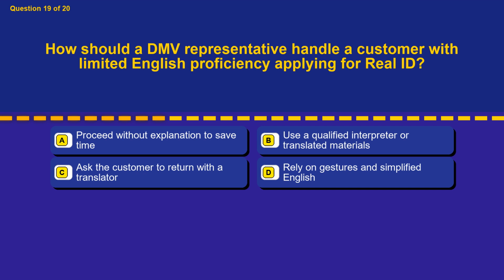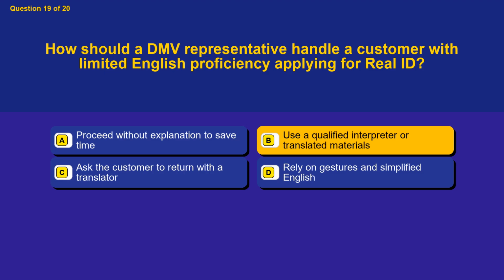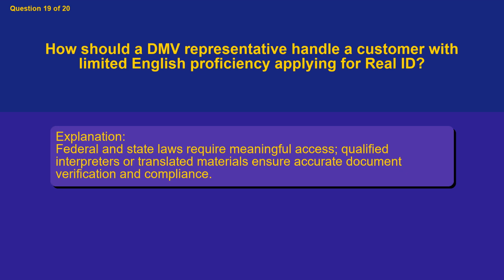Option A, proceed without explanation to save time. Option B, use a qualified interpreter or translated materials. Option C, ask the customer to return with a translator. Option D, rely on gestures and simplified English. The correct answer is option B, use a qualified interpreter or translated materials. Federal and state laws require meaningful access. Qualified interpreters or translated materials ensure accurate document verification and compliance.